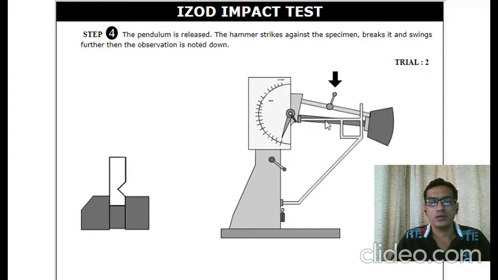Then the pendulum is at 90 degrees with respect to the column. So that is the height of the striking pendulum. The pendulum is released, the hammer strikes the specimen, breaks it and swings further, then the observation is noted down. We can release the pendulum by using this lever.